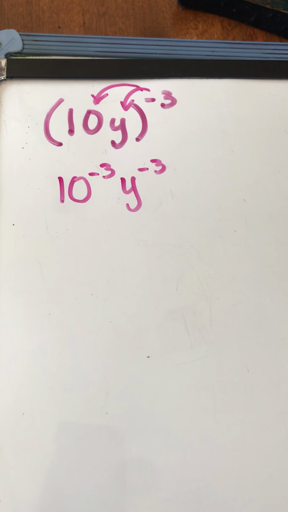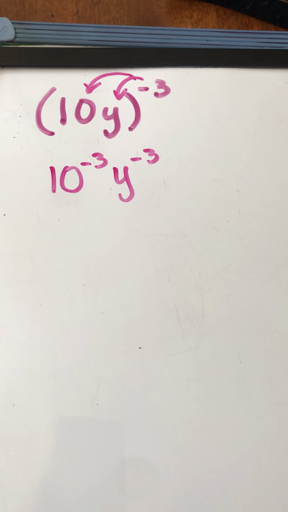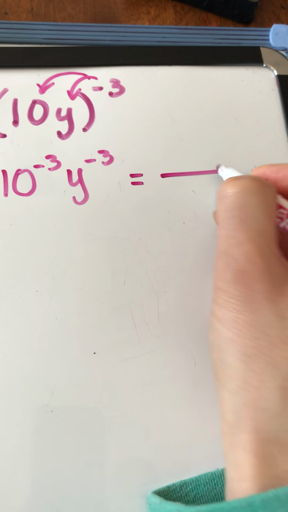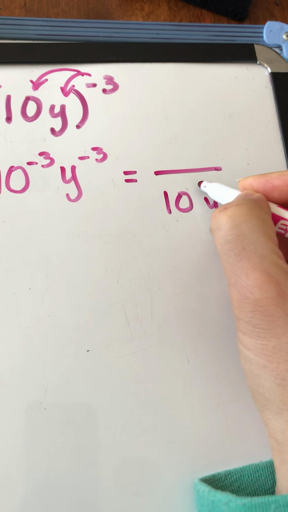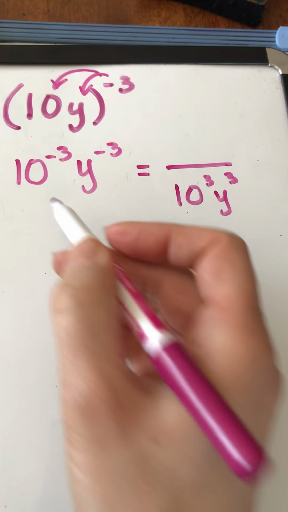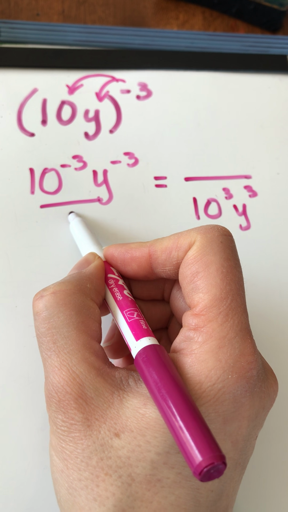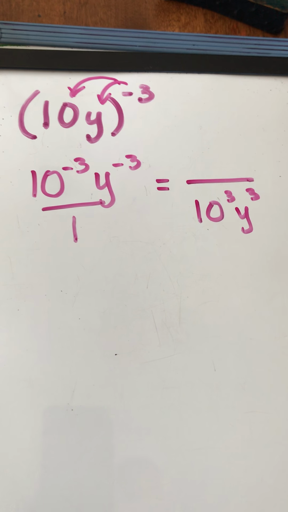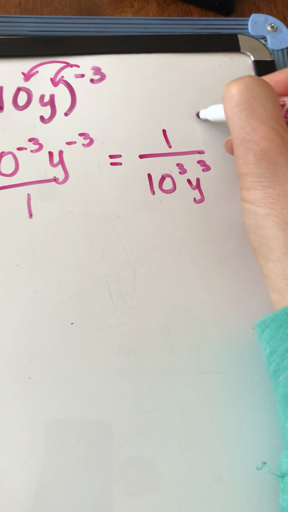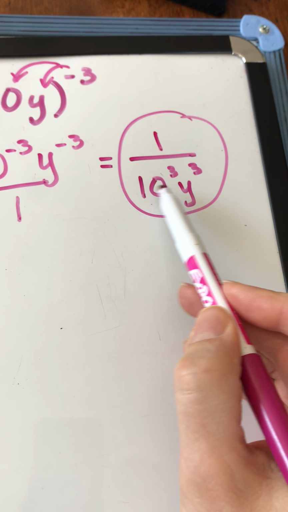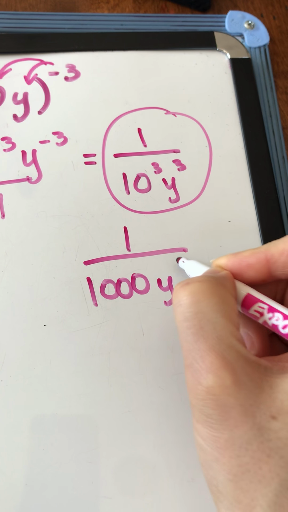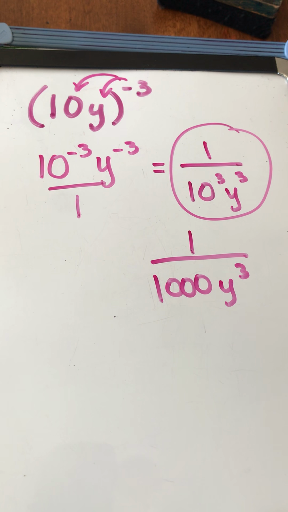We did the distributing, but now we just don't want to leave our answer with negative exponents. Since they're both negative, both the 10 and the y are going to move to the denominator, and now the exponents will become positive. Do you know what we'll put in the numerator? We think of this expression as 10 to the negative third, y to the negative third over 1, doing the reciprocal. So 1 would just be left as the numerator. That's the final answer. We could simplify 10 to the third. That would become 1,000. But after that, there's nothing more to do.